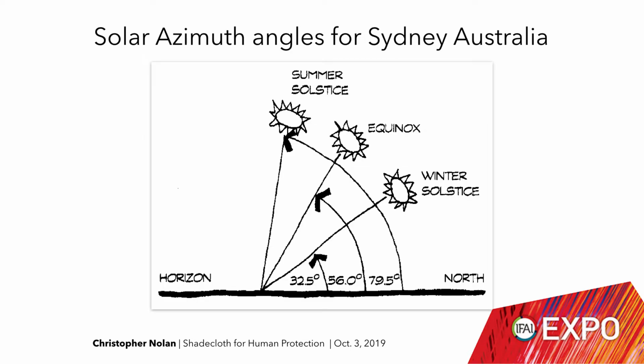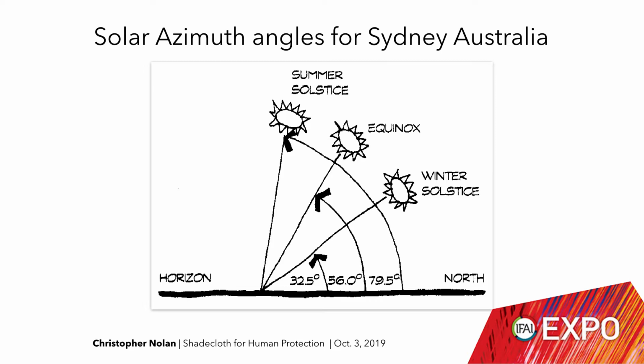Now let's talk about shading. That's the whole point of putting up a shadecloth structure, is to provide shade, but it's amazing how often this basic concept is overlooked. Let's look at solar azimuth angles for Sydney, and it's important to understand what that means. There are 3 key times of the year as far as the sun is concerned, and the sun varies in the height in the sky depending on the season.